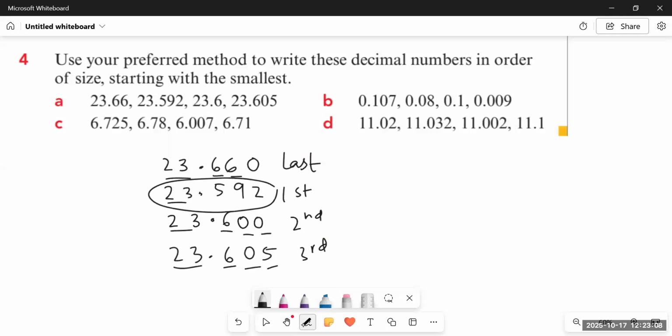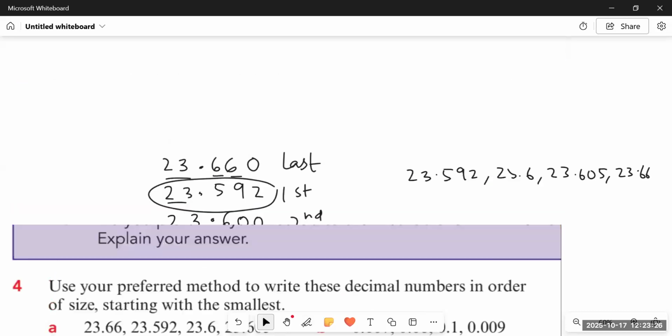So how are we supposed to write it down? 23.592, then 23.600, then 23.605, and then 23.66. Right? Now the next one.